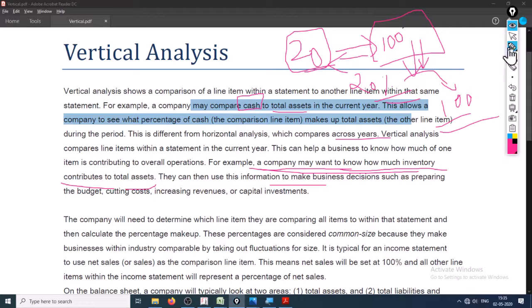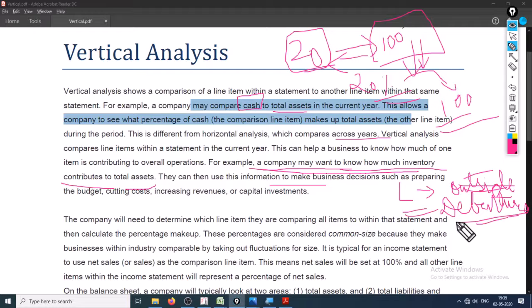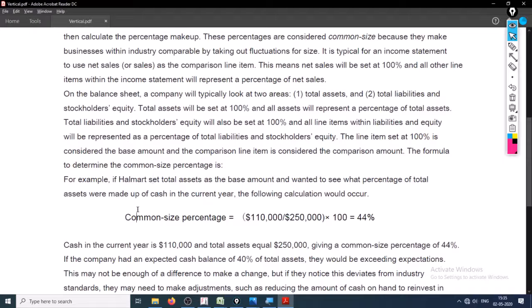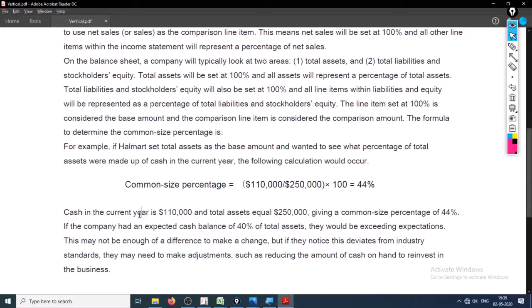Now this can be mostly used in the case of liabilities. A company wants to know how much of its liabilities are outside liabilities, or how much of the total liabilities is constituted by debentures. So it might be a good analysis for companies that want to isolate an individual item from their balance sheet and learn about it. Okay, let's try to solve it first and then we'll know how to do it.